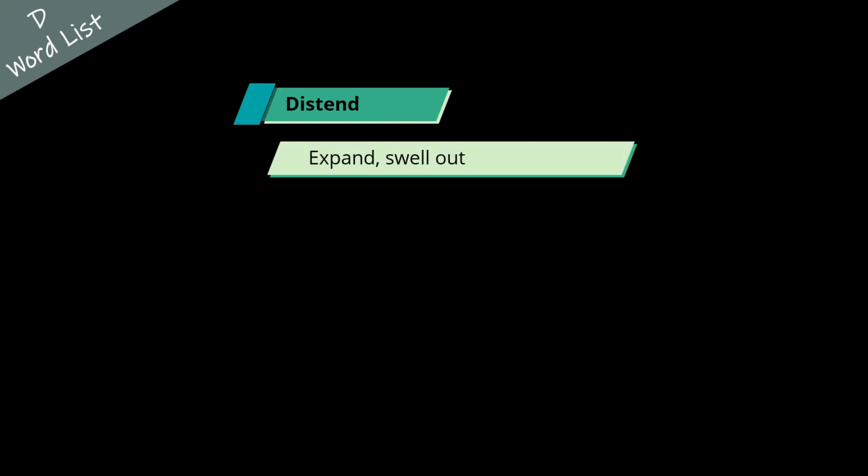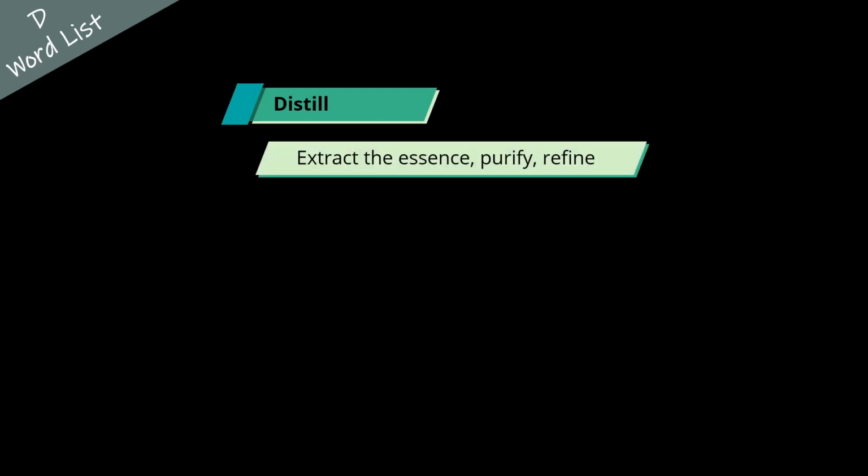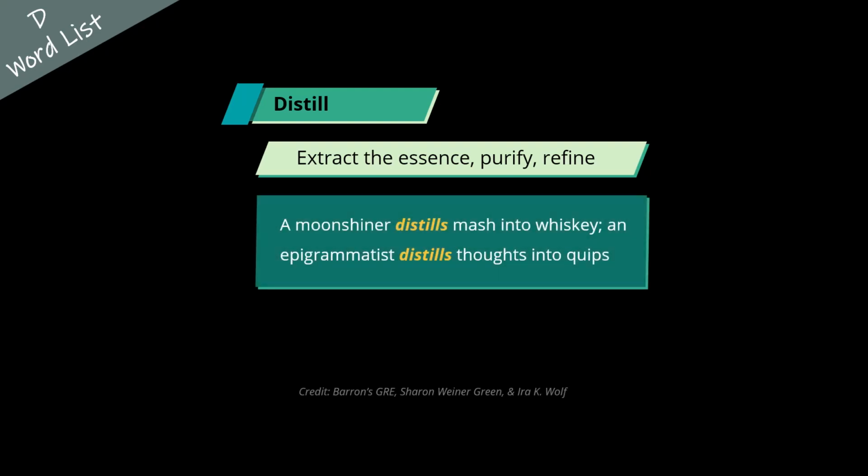Distend means expand, swell out. For example, I can tell when he is under stress by the way the veins distend on his forehead. Distill means extract the essence, purify, refine. For example, a moonshiner distills mash into whiskey, an epigrammatist distills thoughts into quips.